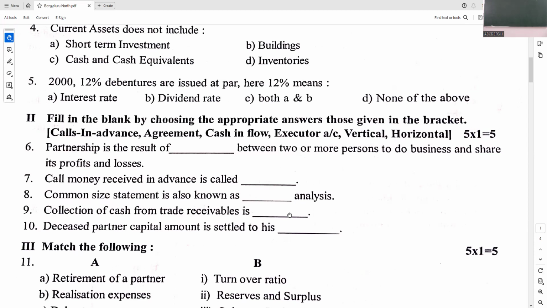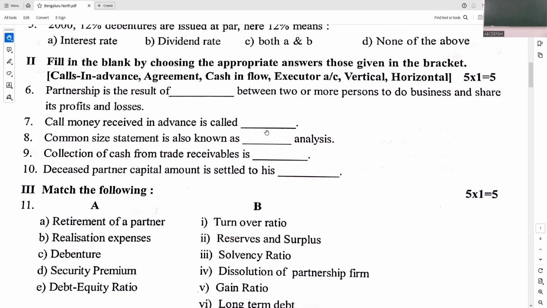Then collection of cash from trade receivables is a cash inflow. Why is it a cash inflow? Because we are receiving it, so cash is coming in. A deceased partner's capital account is transferred to his executor's account, and from the executor's account to the executor's loan account.